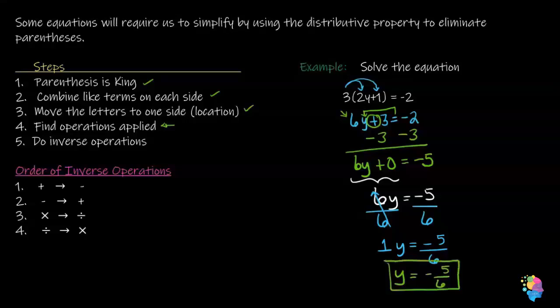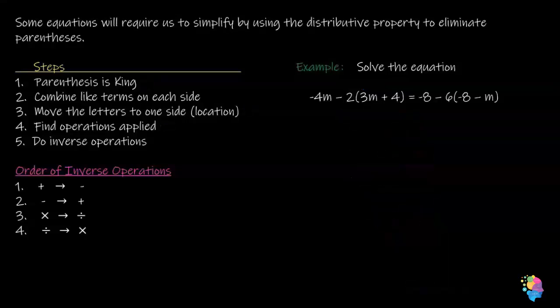Let's try another one with parentheses. It's a little more intimidating, but we're going to take it one step at a time, okay? What I do notice is that there is a variable without a coefficient. So just to help me out, I'm going to put a 1. Remember, we are allowed to do that, just so that it helps me when I start distributing that number outside of the parentheses. So let's begin.